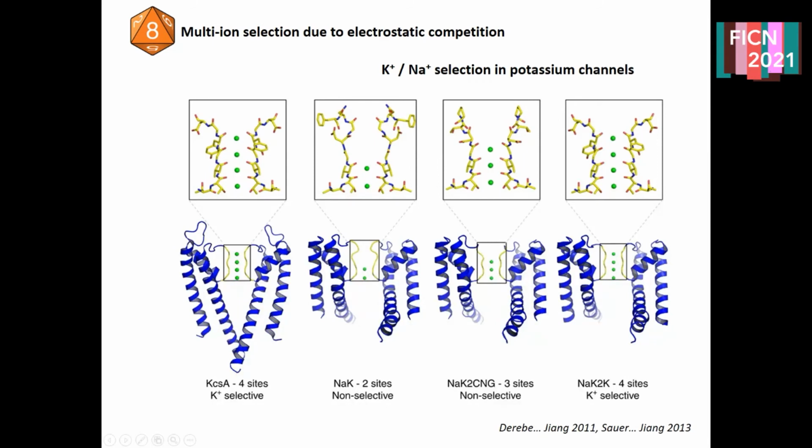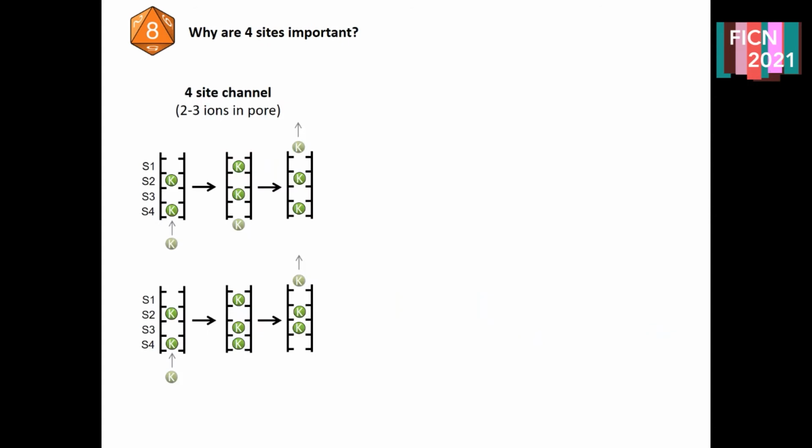Then they quite cleverly mutated this channel to reintroduce first a 3rd site and then a 4th site back into the channel. And what they find is the 3-site channel is non-selective, but the 4-site channel is selective again. And so somehow the presence of the 4 sites was important. And I think the reason for that is a multi-ion competition effect yielding selectivity. And I've done my best to try and characterize that in a simple fashion here. So why are 4 sites important for generating selectivity?